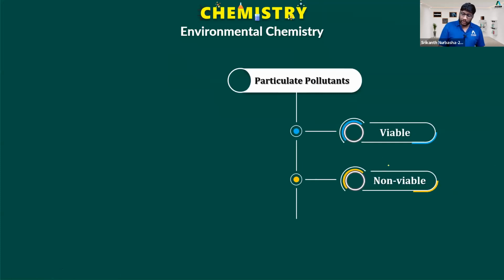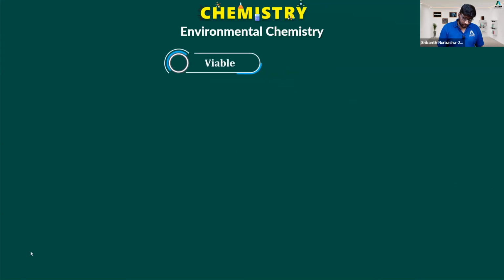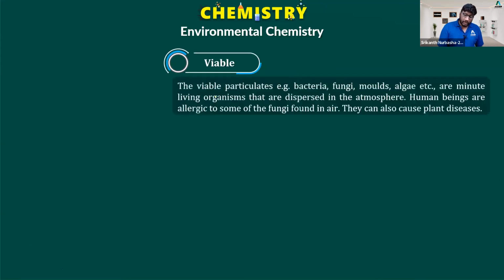Particulate pollutants are actually two categories, viable and non-viable. Viable means what? The viable particulates, for example bacteria, fungi, molds, algae, are minute living organisms. They are living organisms that are dispersed in the atmosphere. In the atmosphere, we have a lot of bacteria, a lot of fungi, but all of them are not dangerous. Some are dangerous, some are deadly.